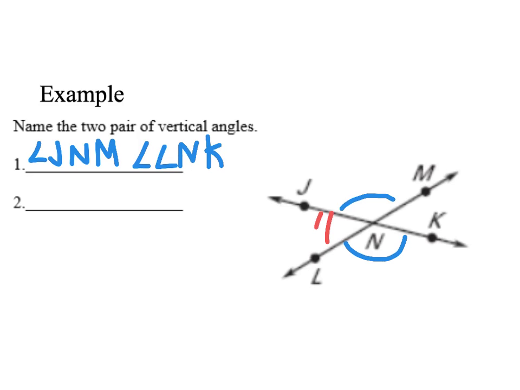And we have the left and right angles. Angle JNL and angle MNK. Okay, those are opposite each other. Those are vertical angles.